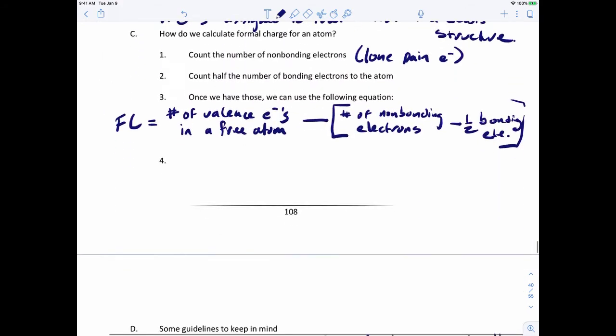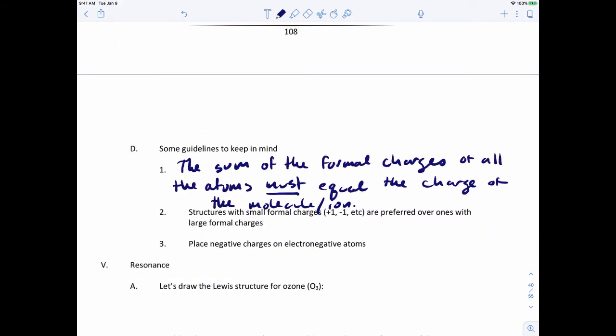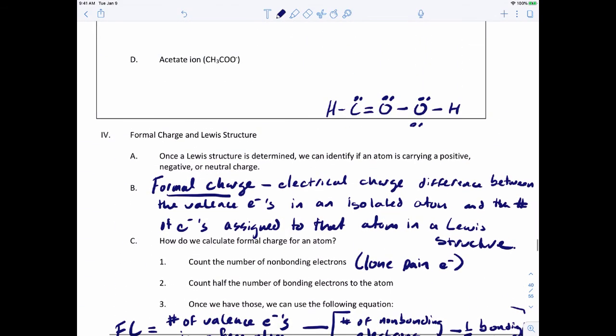So second rule. Structures with small formal charges, like a +1, -1, are preferred over ones with large formal charges. So if you are going to assign a formal charge to an atom, you want to keep it small. Number 3, place negative charges on electronegative atoms. This is also a really important thing. If you're going to place a negative charge, you better put it on an atom that can accept a negative charge.